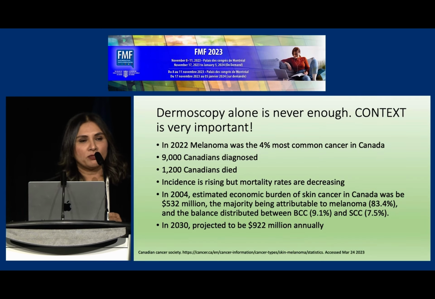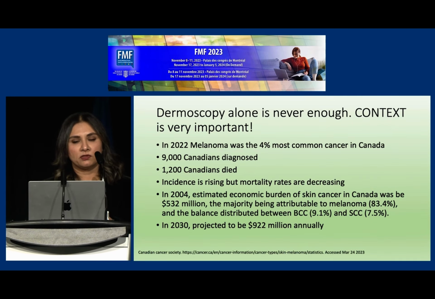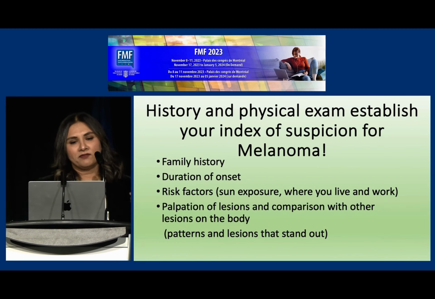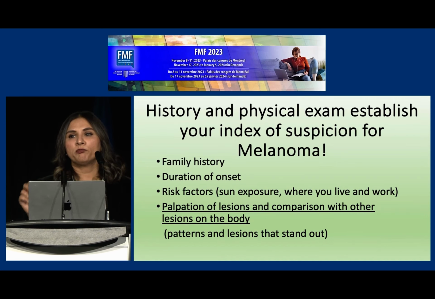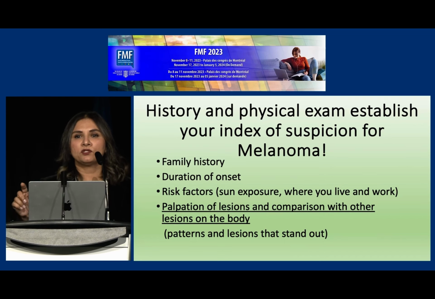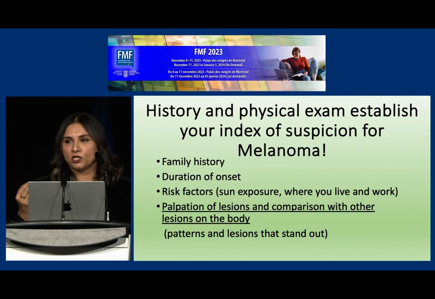We know how common melanoma is, the 4th most common cancer in Canada. Lots of people are diagnosed, some die from it. But thankfully, because of early diagnosis, the incidence of mortality is decreasing. And of course, there's an enormous financial burden as well. And obviously, history and physical exam are absolutely key. So asking about family history, we ask about duration of onset, if the lesion has changed, and risk factors, so sun exposure, where you live and work, et cetera, but also palpation of the lesions. If I could ask you, what is the biggest differential diagnosis of pigmented lesions, the main one, what would you say? Seborrheic keratosis, right? So you have to touch the lesions, take a look at them, feel them, so that you know what they are.